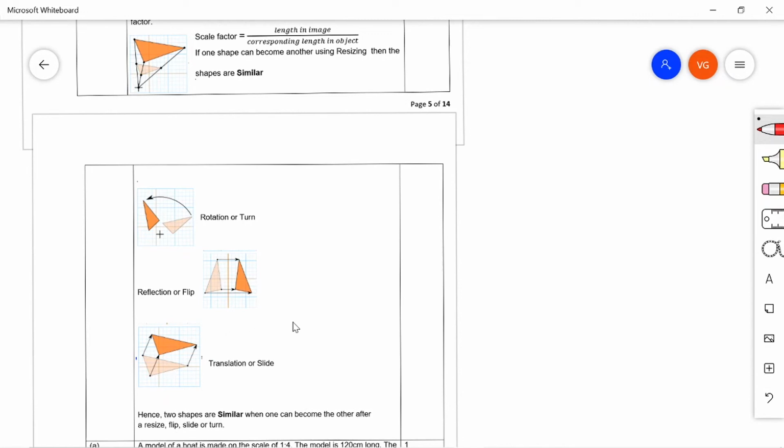So they have explained the similarity of figures and what is meant by scaling. Two shapes are said to be similar when one has been resized, turned or rotated, reflected, or slid. They have explained this in the question. Now you have to solve the questions based on this case study.